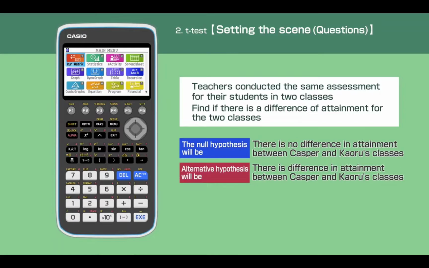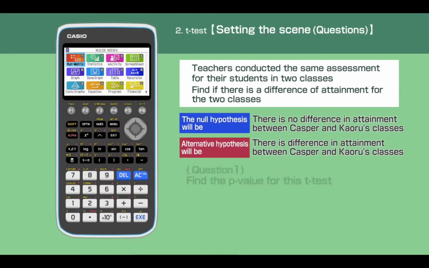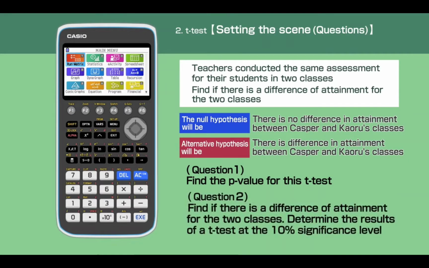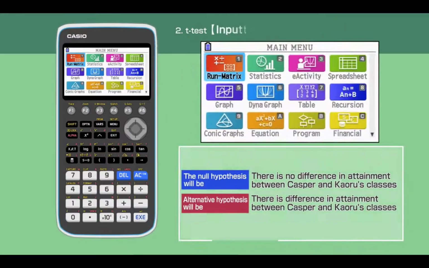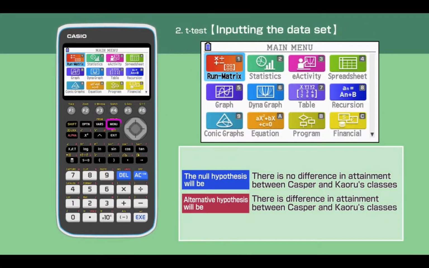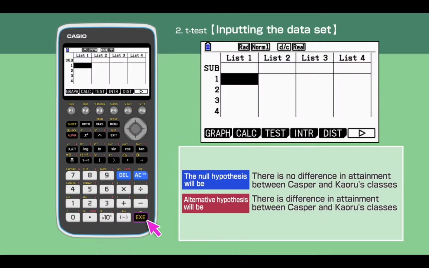We are solving two questions. Question 1. Find the p-value for this t-test. Question 2. Find if there's a difference of attainment for the two classes. Press the menu button to open the main menu. Then move the cursor or press 2 to choose the statistics function. Press F3 to select hypothesis test.